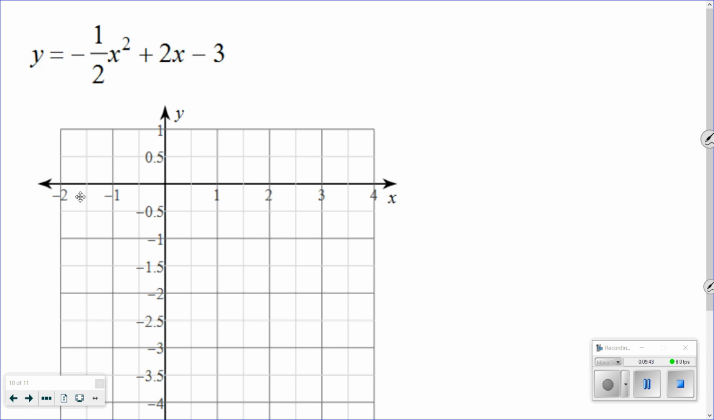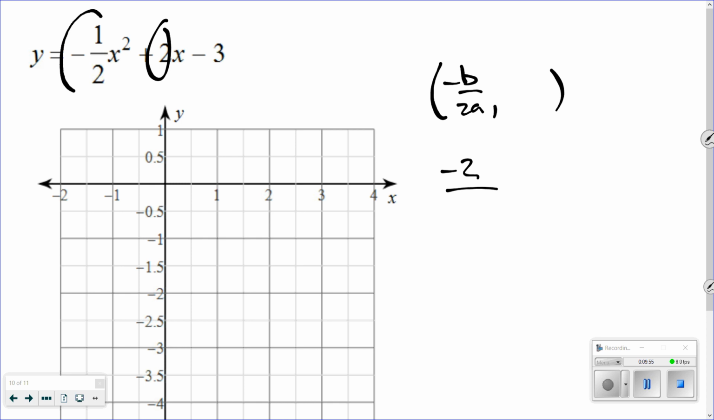Okay, so it's in standard form. That means I'm going to use my formula. b is a positive 2. That means it becomes a negative 2. And I have 2 times a. a is a negative 1/2. So I have to go 2 times a negative 1/2. Well, a positive and a negative make it a negative. And 2 times a half, you can plug that in a calculator, but it comes out to be 1. So the x-coordinate of the vertex is a positive 2, right? Negative 2 divided by negative 1 is a positive 2.